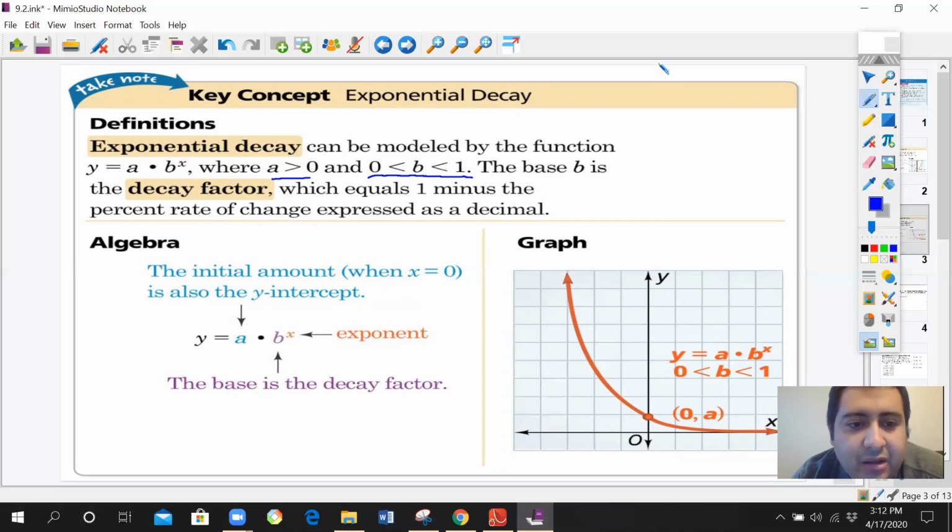So the base b is the decay factor, which equals 1 minus the percent rate of change expressed as a decimal. So every time you have a fraction or decimal under your b, you can tell it's an exponential decay, which is decreasing. Again, this information is the same as the previous slide. It's your initial amount and your y-intercept for the a, and b is the base, in this case a decay.